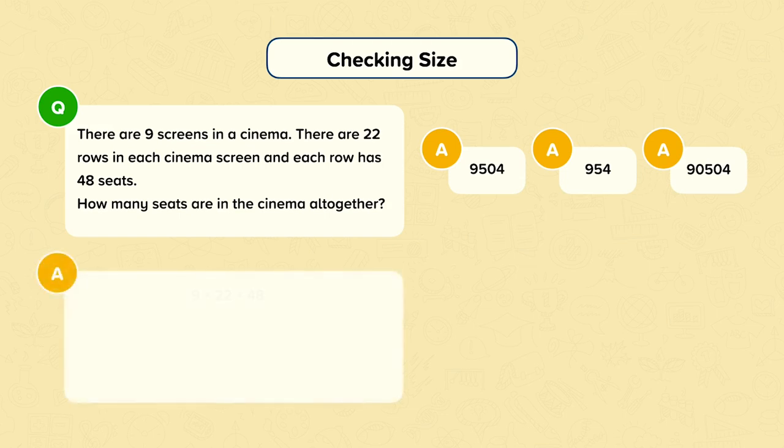The exact answer could be found from calculating 9 times 22 times 48, but we just want to check the size of the answer. So let's round all of our values to the nearest 10 to make a much simpler calculation. Doing this calculation using a mental strategy, we first do 1 times 2 times 5, which gives us 10. And there are 3 zeros remaining in the question, so let's add these on. This means our answer is approximately 10,000. And out of all 3 answers, the first one is closest to 10,000 at 9,504. So this must be our correct answer.